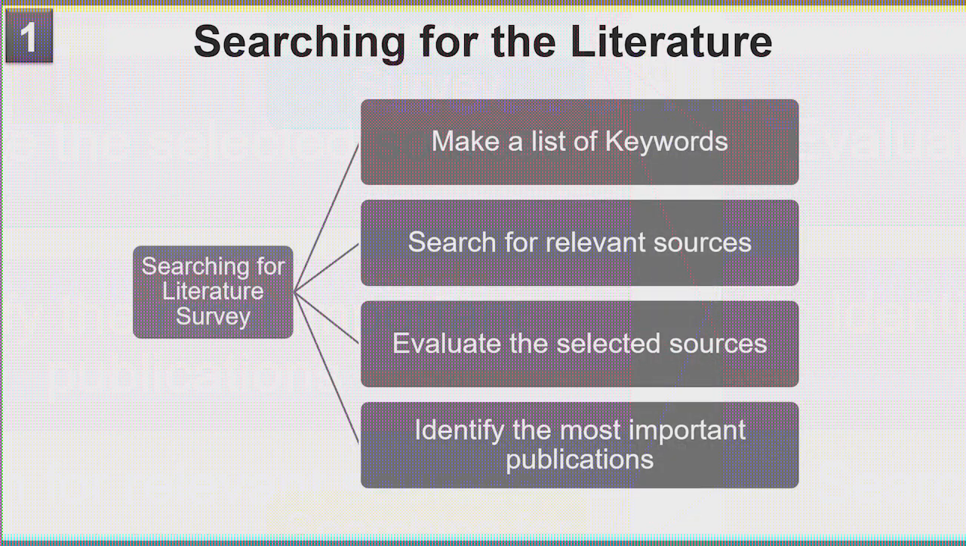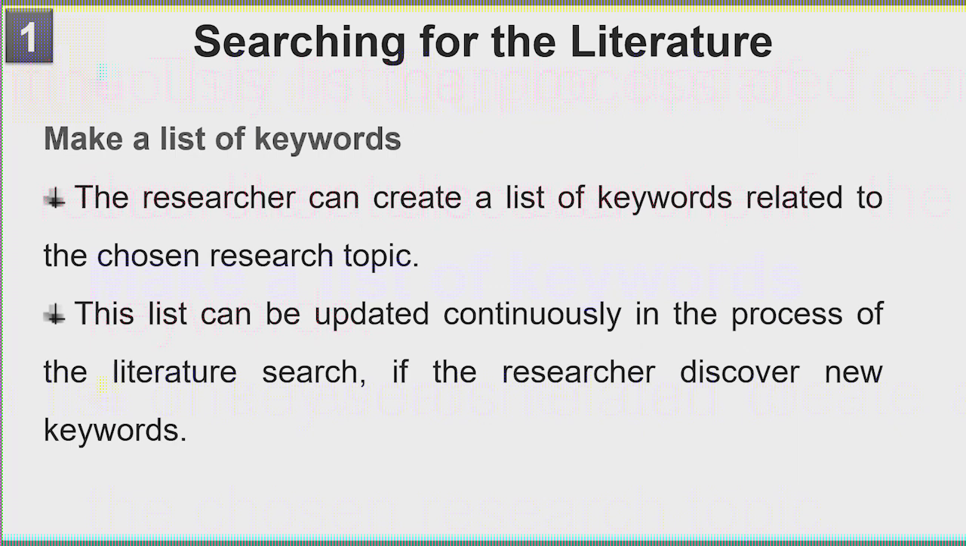The first step of designing the review of literature is searching for the literature. This step has got 4 sub-steps, namely make a list of keywords, search for relevant sources, evaluate the selected sources, and identify the most important publications. Consider the sub-step of make a list of keywords.